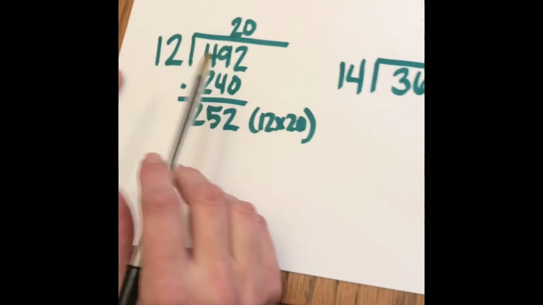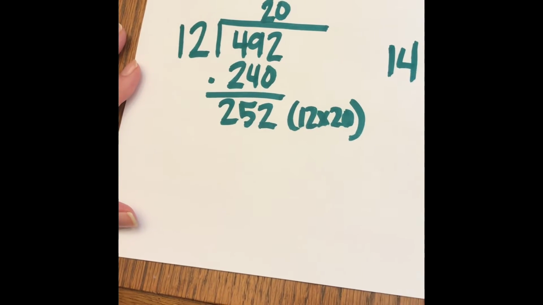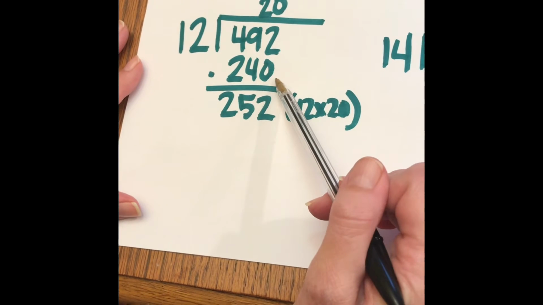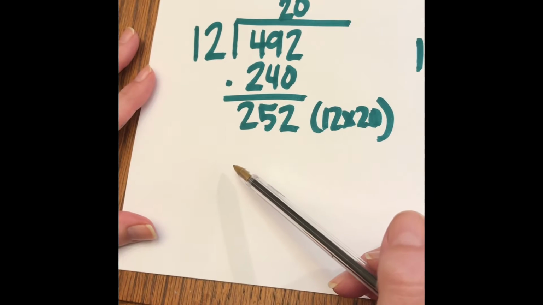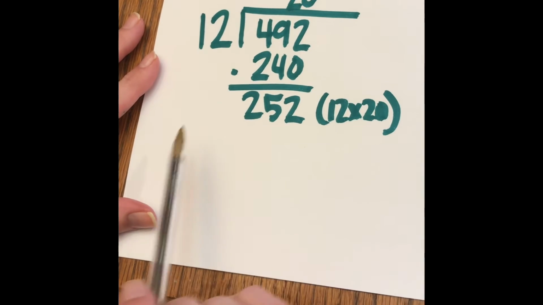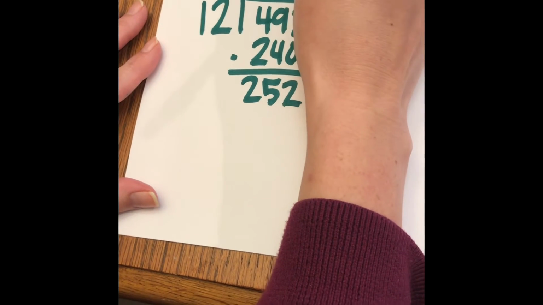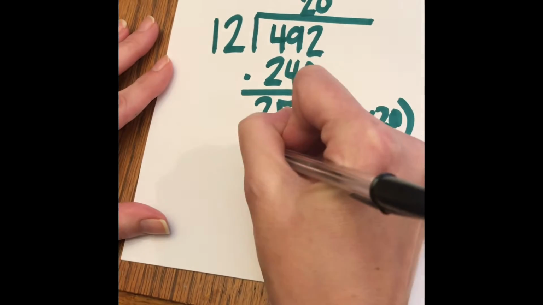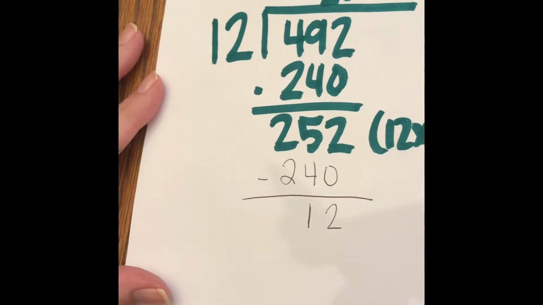Alright, here's another problem that has been partially completed. So I've got 492 divided by 12, and 20 times 12 gives me 240, and then I subtract and I have 252 left over. So I'm not finished with this problem. I see that because I've got 252, I could make another group of 20. So I'm going to put another 20 up here and do 20 times 12 to get 240. I subtract, and now I have 12 left over.